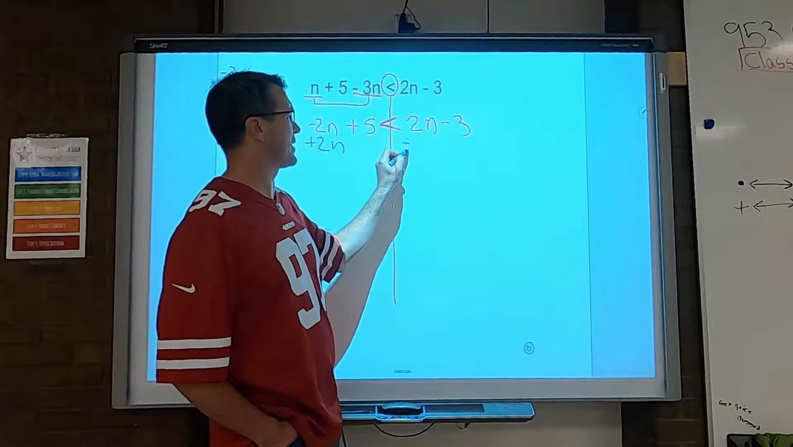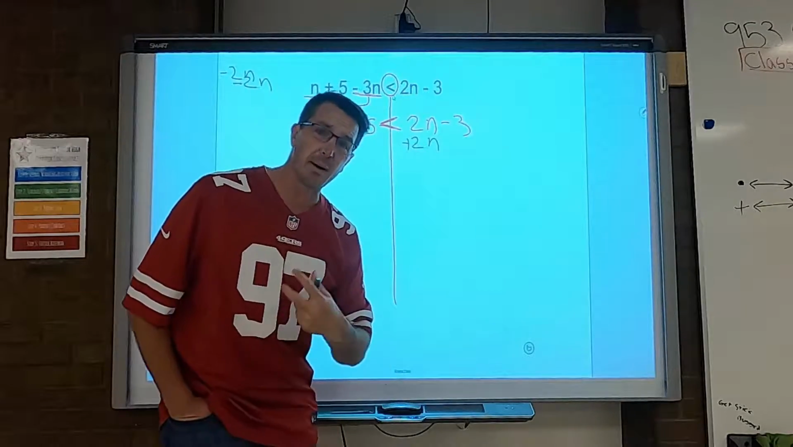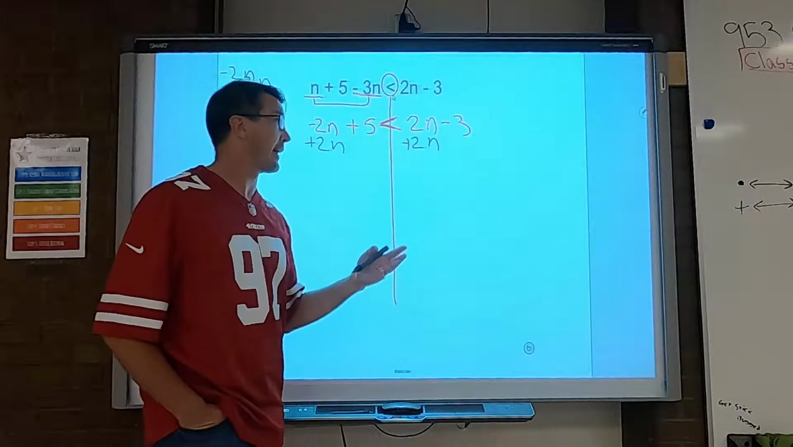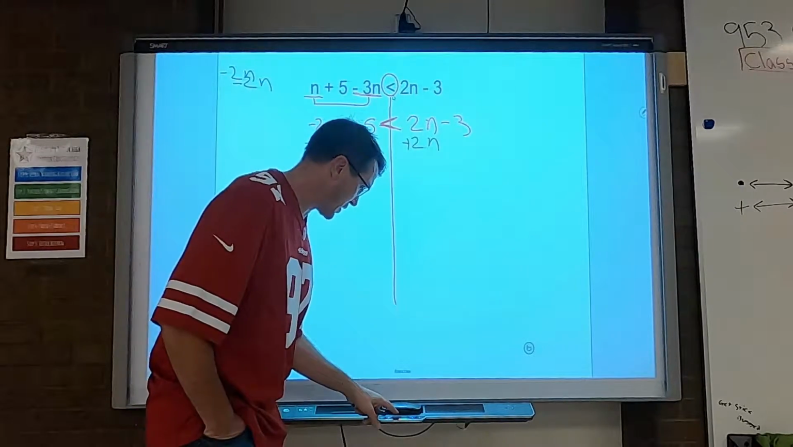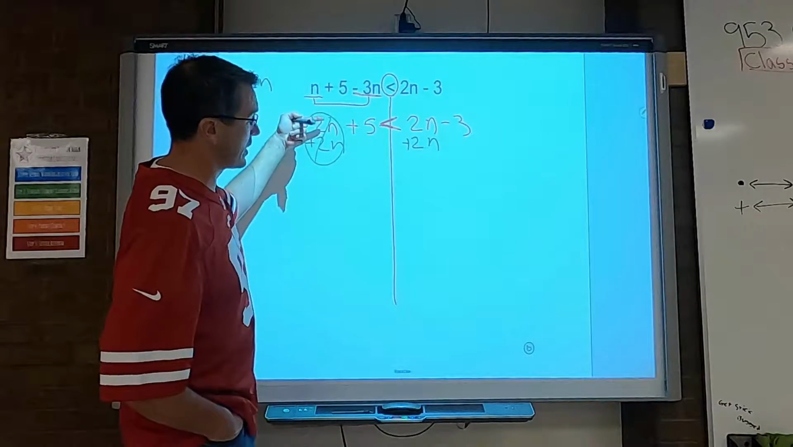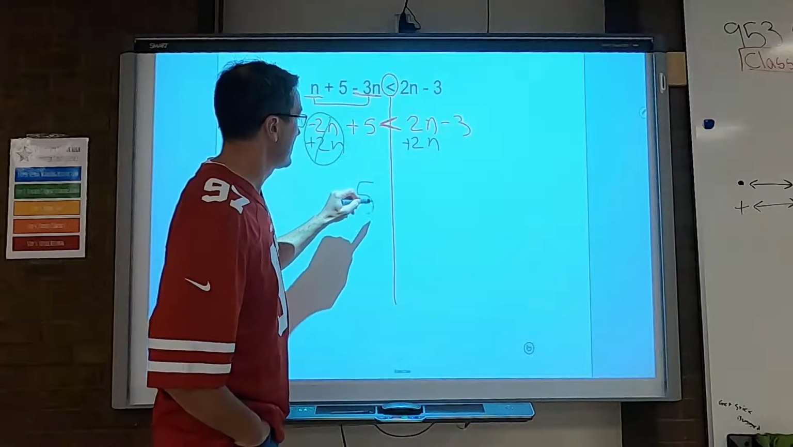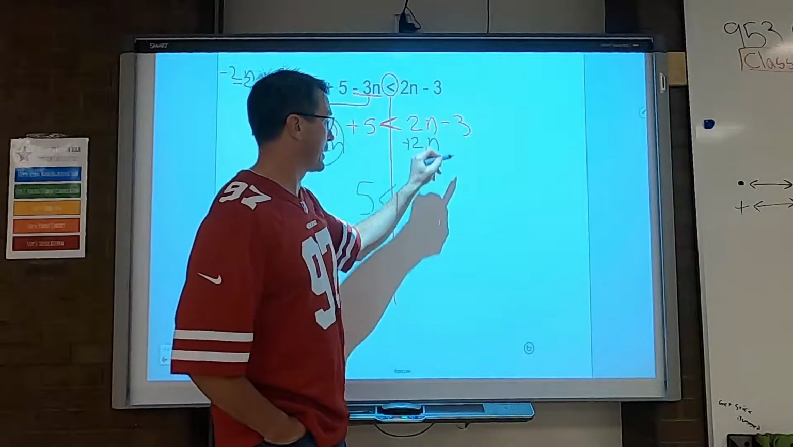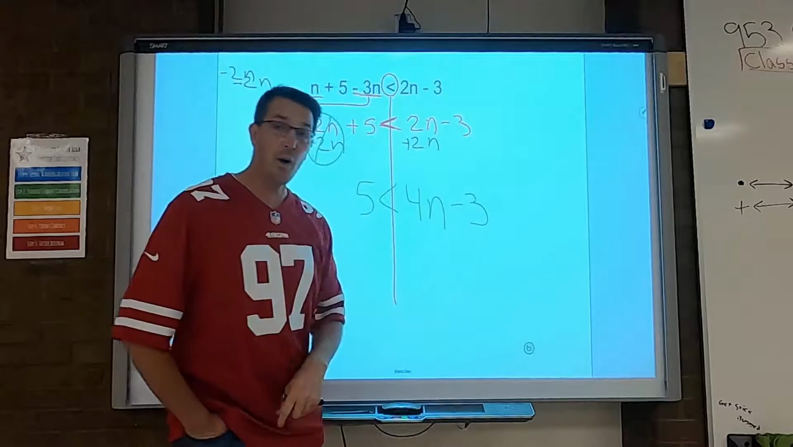And we talked about this when we did equations. We talked about how you want to look and see which one is going to make it not negative. Well, this is why, because we don't want to end up with a negative coefficient. So I do that: negative 2n plus 2n is 0, but I don't need to write the 0 because I have this 5. And 2n plus 2n is 4n. I write that down and bring down the negative 3. And now I'm ready to solve this.